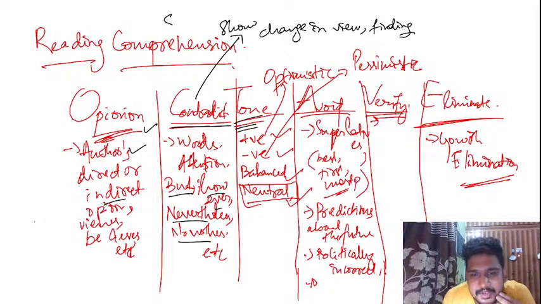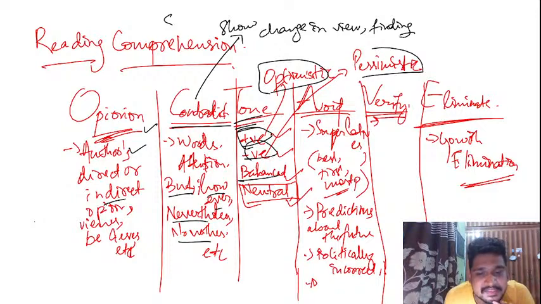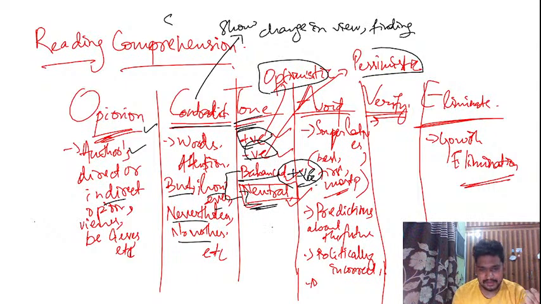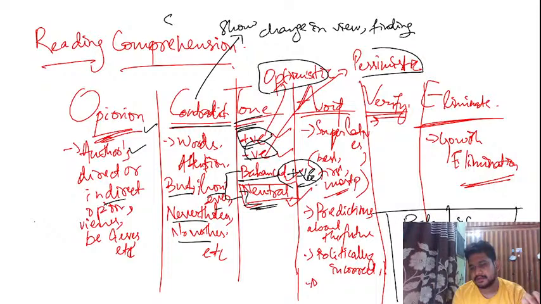Now, when it comes to the tone of the passage, it can be optimistic, which is positive, it can be pessimistic, which is negative, it can be balanced, which is plus and minus both, or neutral. See, what's the difference between a balanced passage and a neutral passage? What can we discuss here?